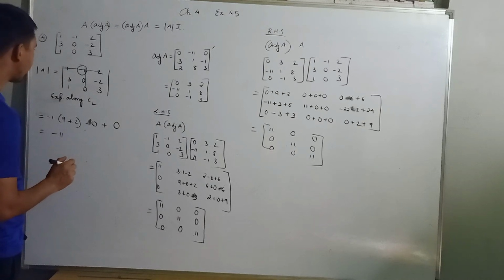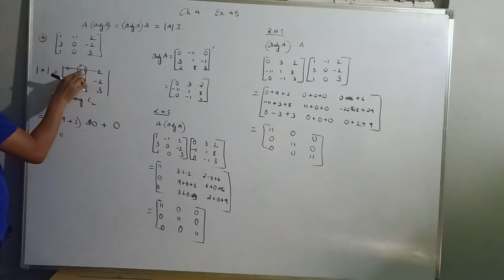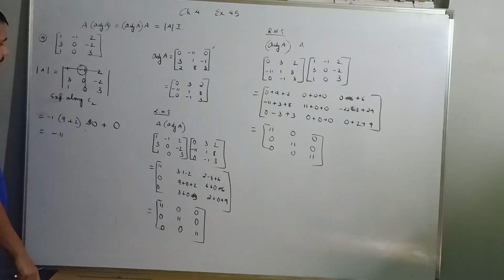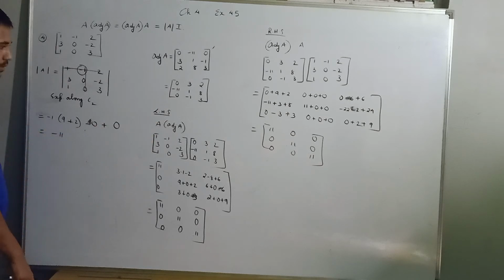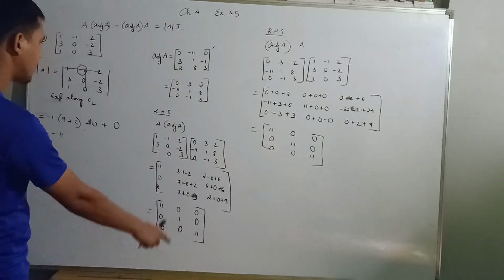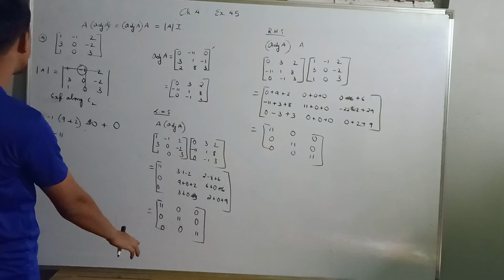Oh, minus 1. Minus 11. This is minus 1, no? So I'm getting minus 11. Then I should get plus 11, no? What is the problem here? I think this is no problem. Do the correlation now.